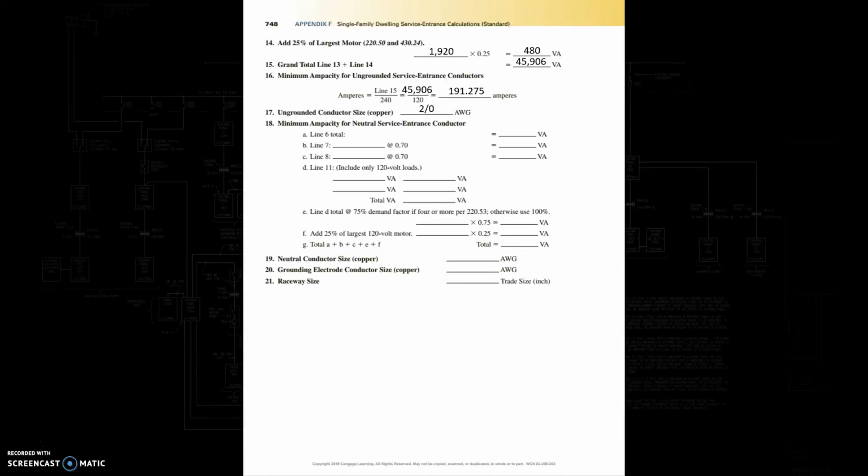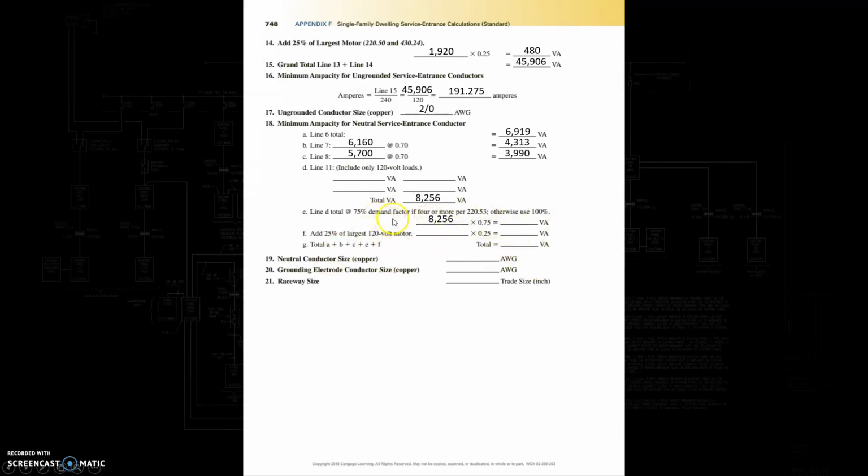This next step I'm going to gloss over quickly because nobody downsizes neutrals anymore. The neutral is always the size of the hot conductor, but you are permitted to do that. It takes a lot of extra math to save a couple bucks in my mind, but what they're going to do is basically calculate all of our 120 volt loads, the loads that would also be on the neutral. I don't get myself too wound up, but notice they're adding any items that were 120 volts. And again, they do a sort of grand total.